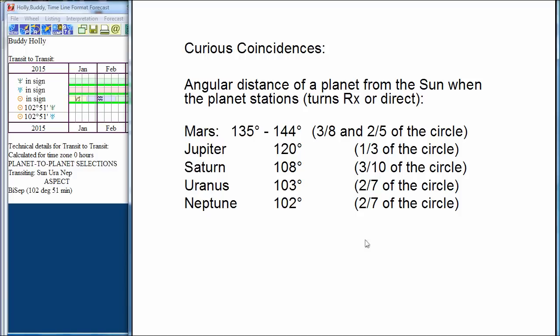Okay, that's it, my friend. I tried to give you some idea about why planets appear to go backwards. They don't actually go backwards from the Sun's point of view, but from the Earth's point of view, they appear to change direction. Tried to explain that, and lastly, some curious information about how far away the planet is from the Sun when it turns retrograde and turns direct, which we call the stations.